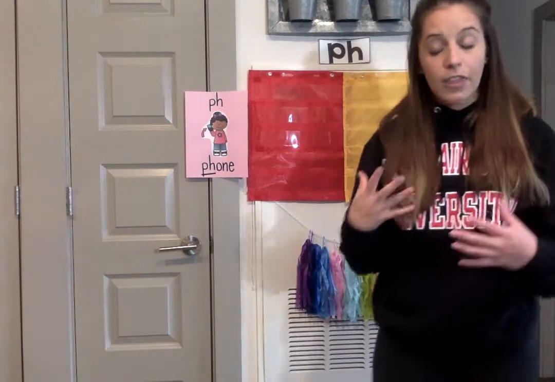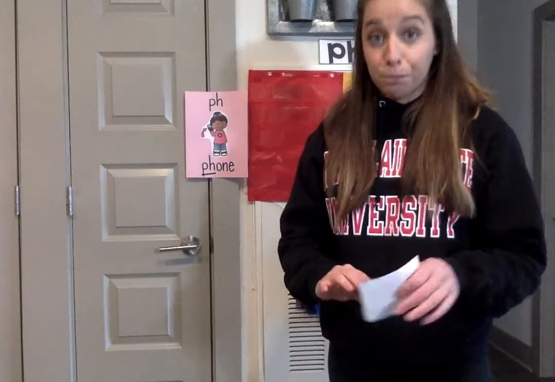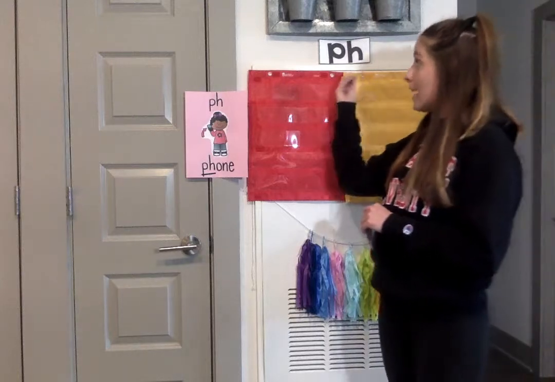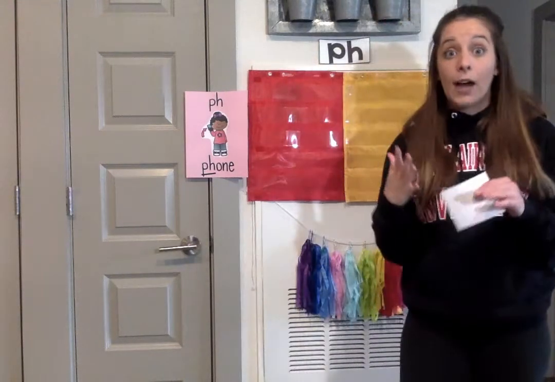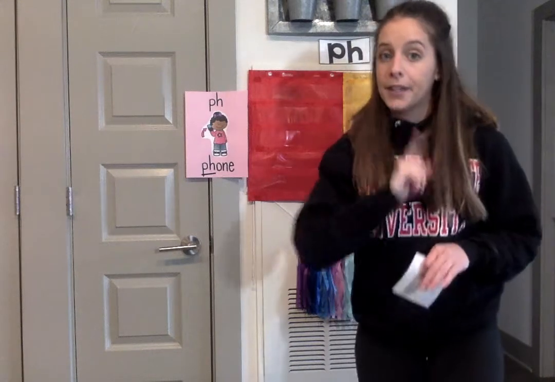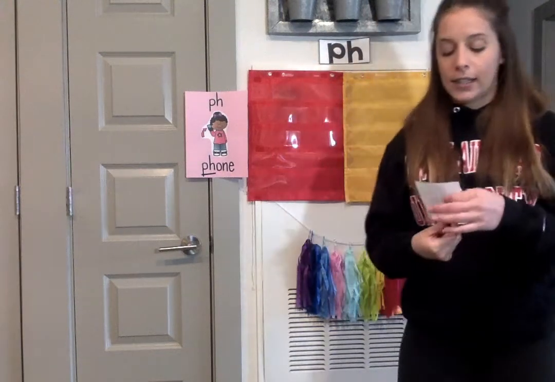Now, there are a ton of examples, and we're going to go over some of them together, but I want you to realize that when you come across a P and an H together in the words you read, now you're going to know not to say P, not to say H, but to blend it together and make it say the F sound. So let's take a look at some examples.